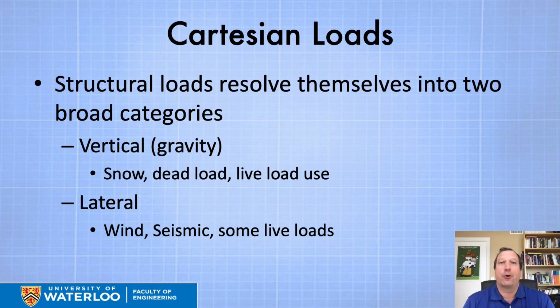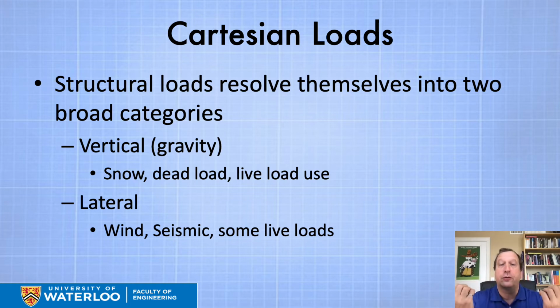Now, one of the approaches we take is much like when we do XY plots on graph paper, is to use a Cartesian approach. So that means that loads, structural loads, kind of resolve themselves quite naturally into two broad categories. Vertical loads, one could call that the z-axis, and then we have the lateral loads, which are in any random distribution along the xy plane in line, parallel to the ground.